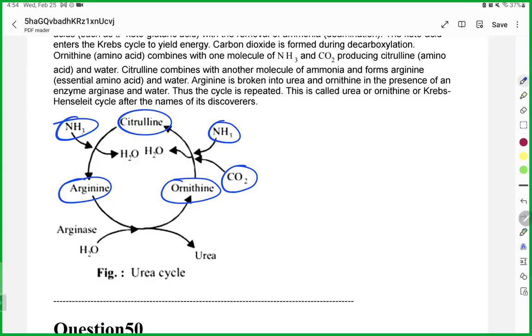So when arginine reacts with water, it will form urea. As you can see, two ammonia are utilized and one CO2 is utilized in the formation of urea. This is the ornithine cycle, this is the urea cycle, formation of urea.